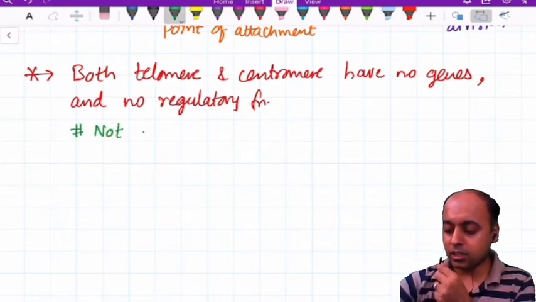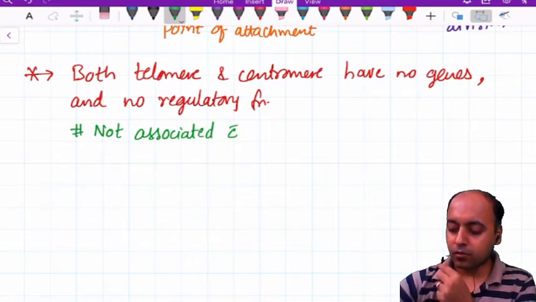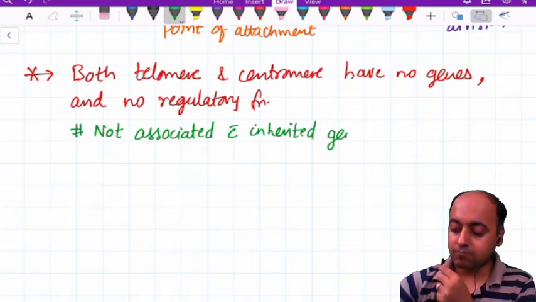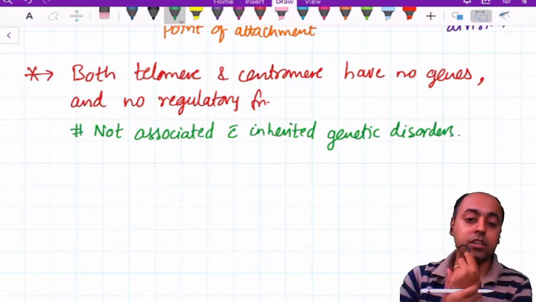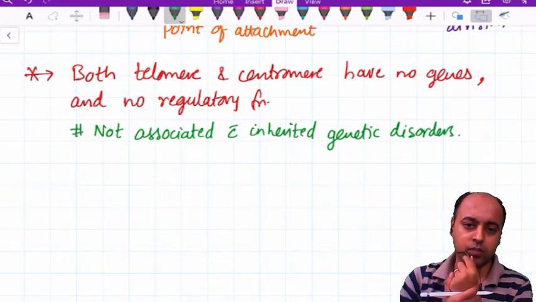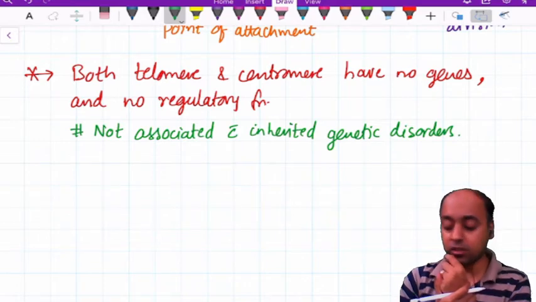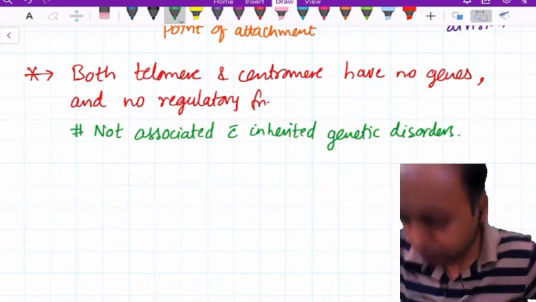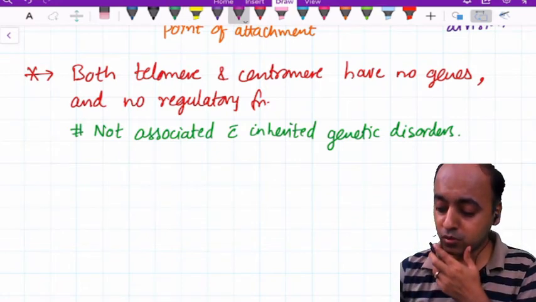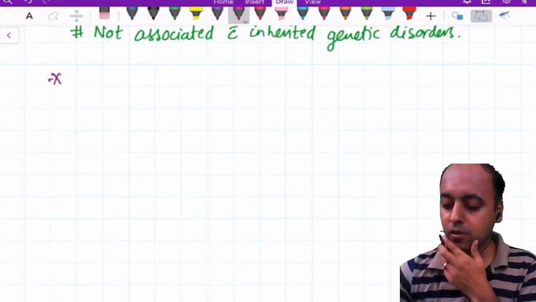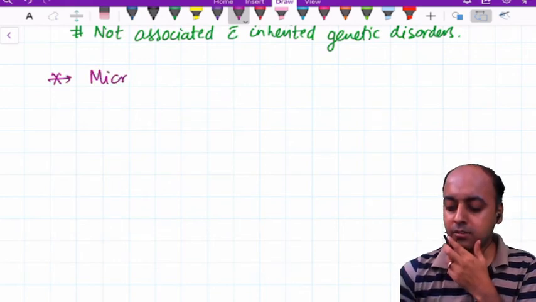Therefore, they are generally not associated with inherited genetic disorders. Both telomere and centromere do not have genes, and they are not associated with inherited genetic disorders. Last, we come to the microsatellites.